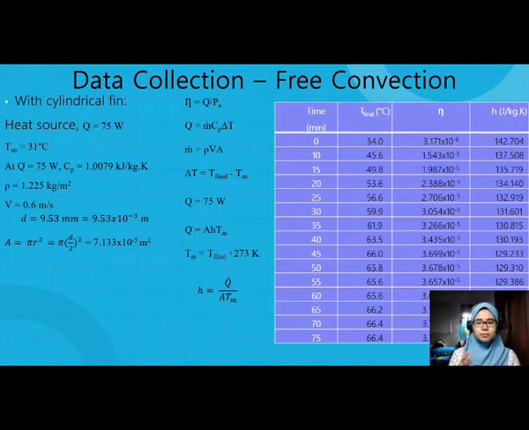So for this experiment, we're focusing on collecting data of the heat transfer of free convection with cylindrical fin. The power input that we've used is 75 watts and the ambient temperature is 31 degrees Celsius. At 5 and 10 minute time intervals, we've collected the data for the final temperature, its efficiency, and the coefficient of convection heat transfer.